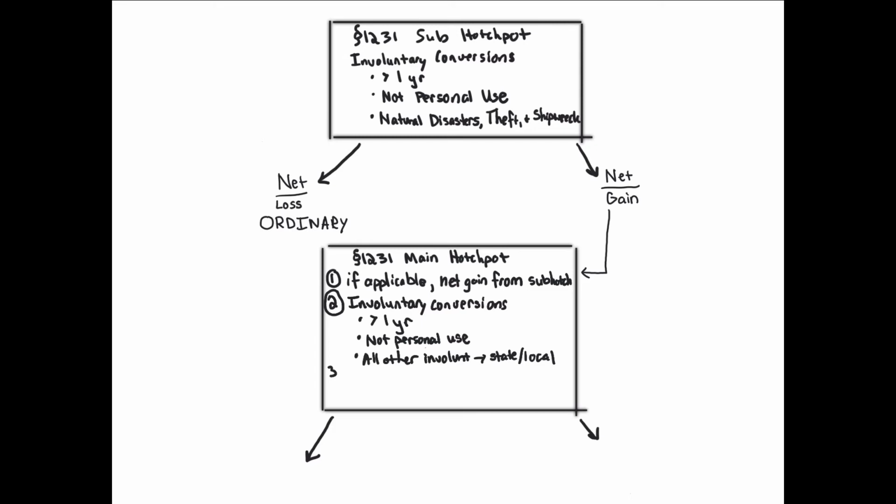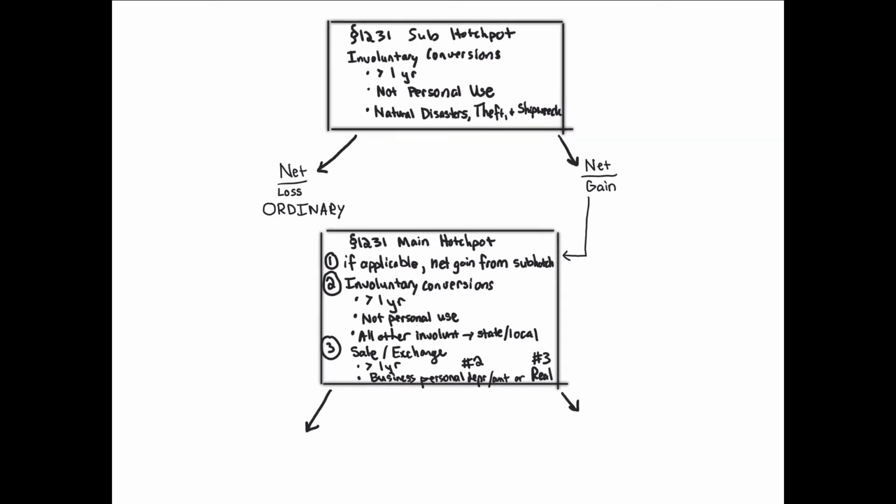So the third item that goes into the main Hodge Pot deals with sale or exchange, property held more than 1 year, business personal property that's subject to depreciation, amortization, and all business real property. So this is number 2 on our capital asset list and number 3 on our capital asset list. So that goes into the main Hodge Pot.